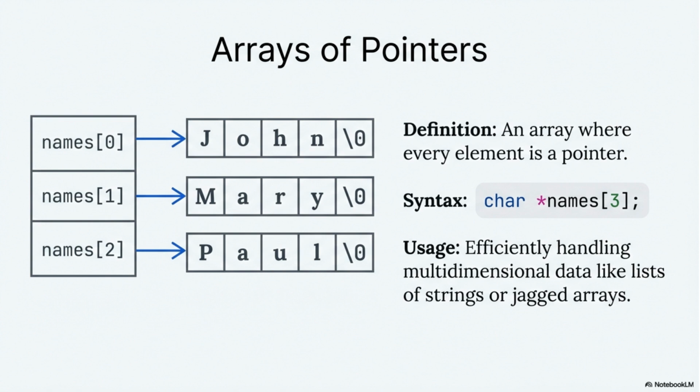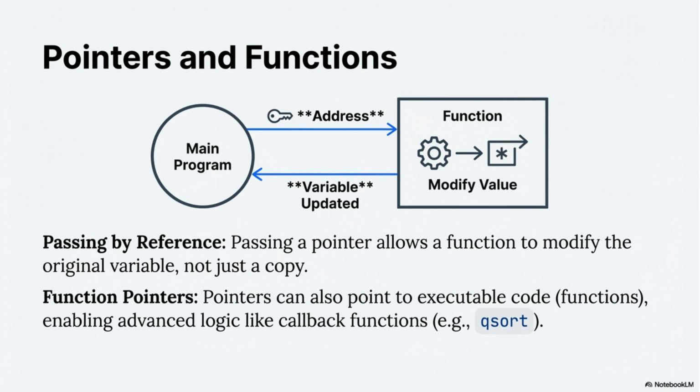An array of pointers is an array where every element is a pointer. This is useful for efficiently handling lists of strings or multidimensional data, such as jagged arrays. Pointers and functions enable two key concepts: passing by reference, where a function can modify the original variable, and function pointers, which point to executable code, enabling advanced logic like callback functions.